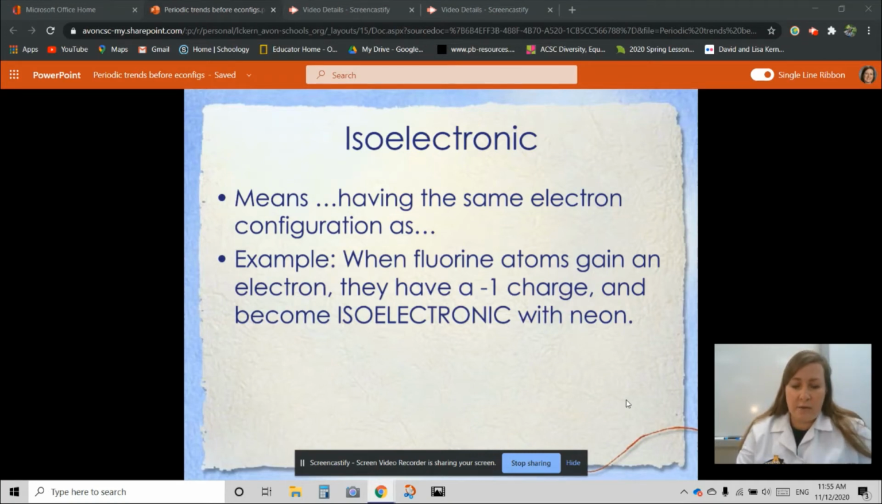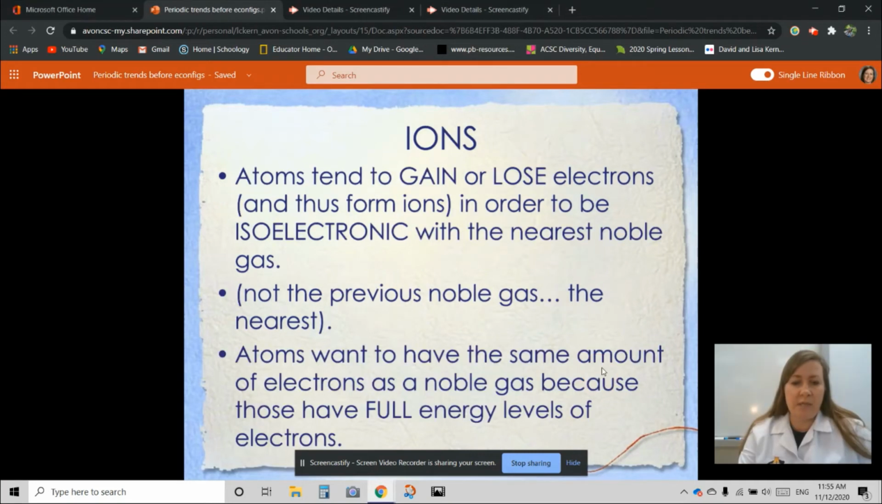And it turns out that atoms tend to really like to be isoelectronic with noble gases. So they tend to gain or lose electrons, and thus they form ions, in order to be isoelectronic with the nearest noble gas. Not the previous noble gas, but the nearest one. So atoms want to have the same amount of electrons as a noble gas, because that's a full outer energy level. And having a full valence shell is something that's very comfortable for atoms.